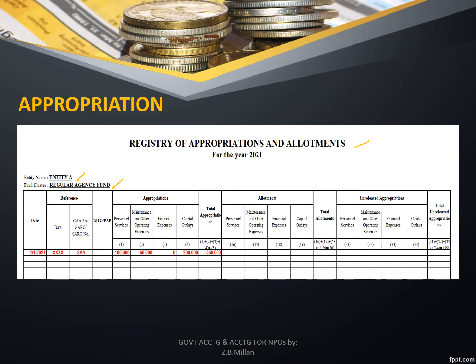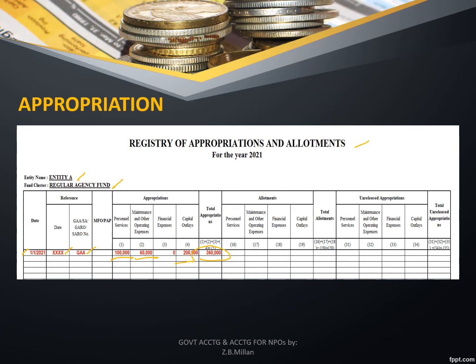We just record the date of receipt of the appropriation with reference to the legal document or the legal basis for the appropriation, which is the General Appropriations Act. Let us say the GAA has a date, and then we put the amount of appropriations received. So we receive 100,000 for PS, 60,000 for MOE, and 200,000 for capital outlay, for a total of 360,000 appropriations.